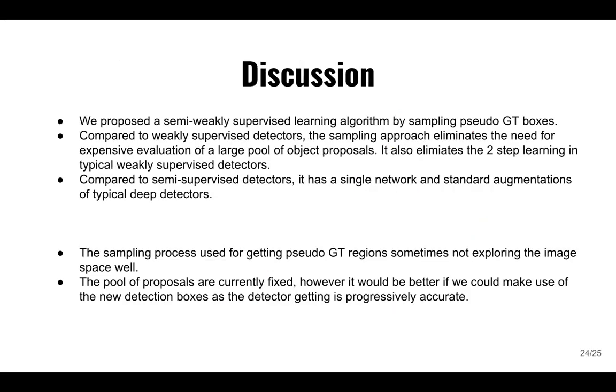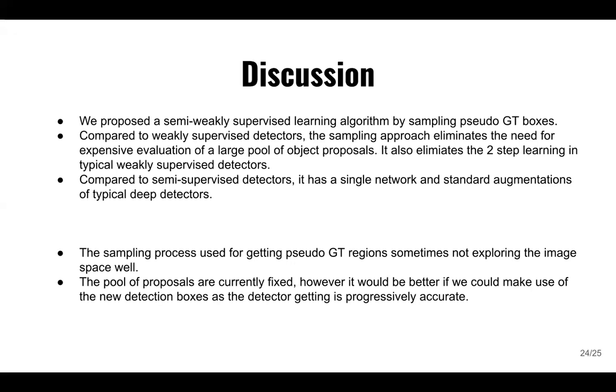So to summarize our discussion, we presented this sampling-based semi-weakly supervised learning setting, and we compared this with weakly supervised and other detectors. Regarding the weakly supervised case, because we do this sampling and evaluation only at those sampled regions and around, we don't need to evaluate the proposals all over the image, and that saves a lot of computation.